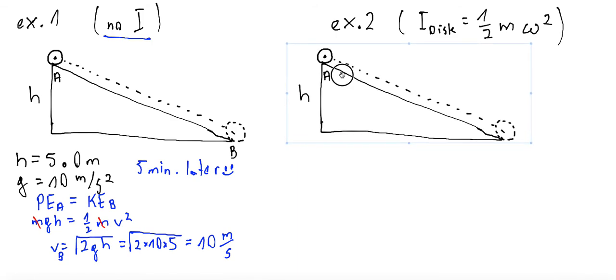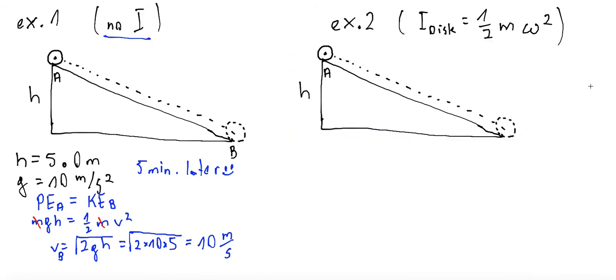You have a slope. You know that the object rolls down the slope from point A to point B. You know that the height of the slope is given, exactly the same, 5 meters. Let's use gravitational acceleration as 10 meters per second squared. Your task is to find the speed of the object at point B at the bottom of this slope, but you have to take into account the moment of inertia of the disk, so you have to take into account the energy needed to make the rotation of the disk.